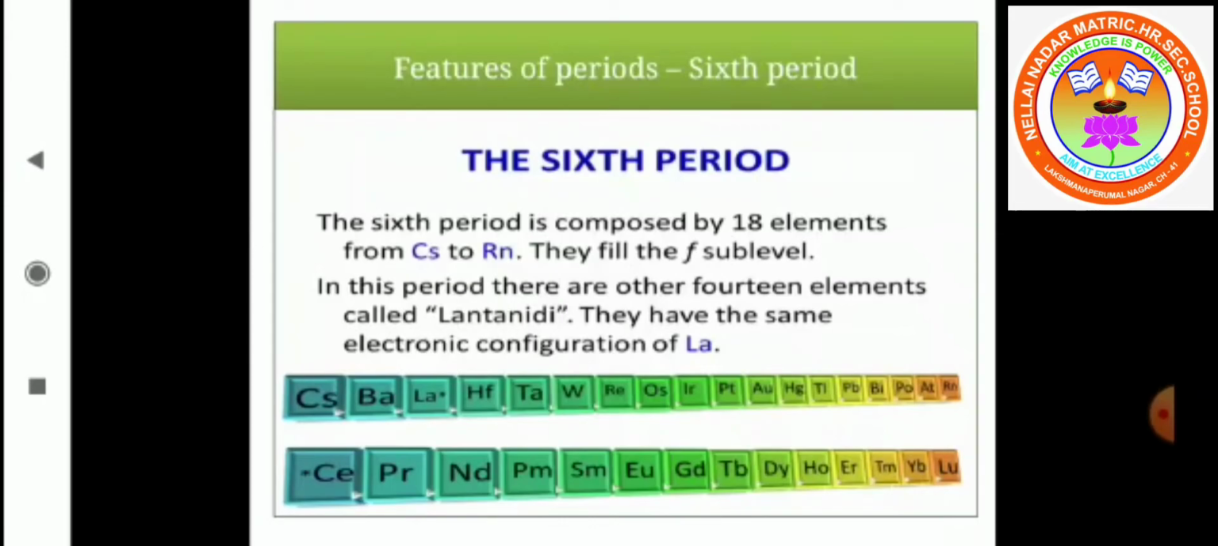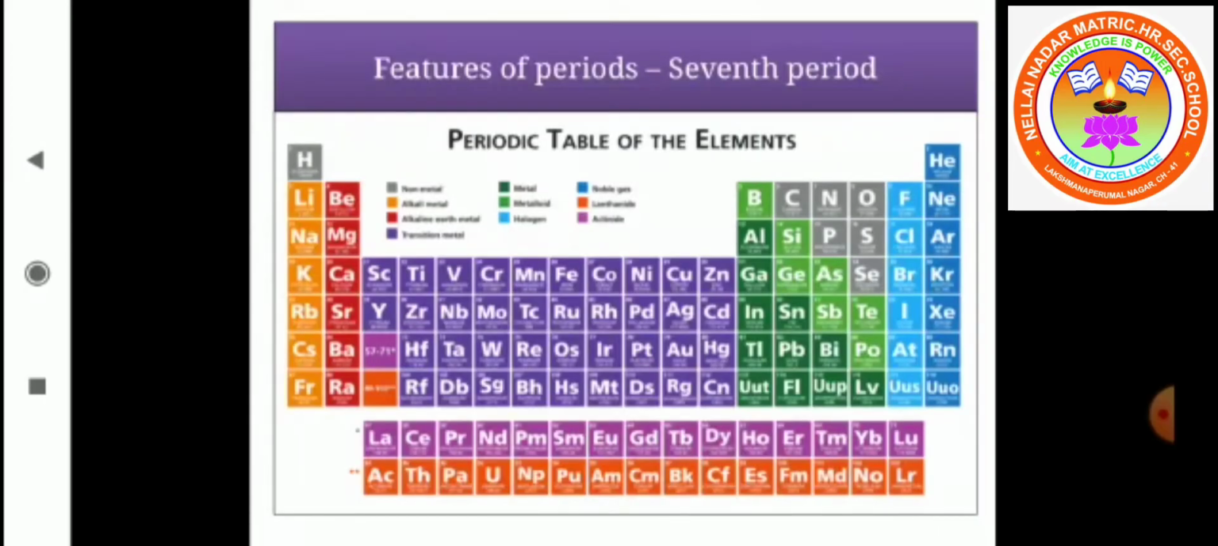Lanthanoids or lanthanides. Okay, so totally the sixth period of the modern periodic table consists of 32 elements, including lanthanoids. Lanthanoids are 14 elements. See, the first row consists of 18 elements. The second row consists of 14 elements. So 18 plus 14, totally 32. So the number of elements in the sixth period is 32. Is it okay, children?